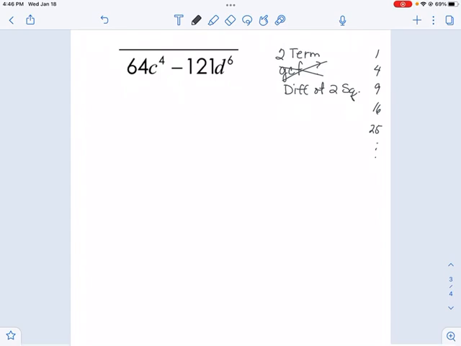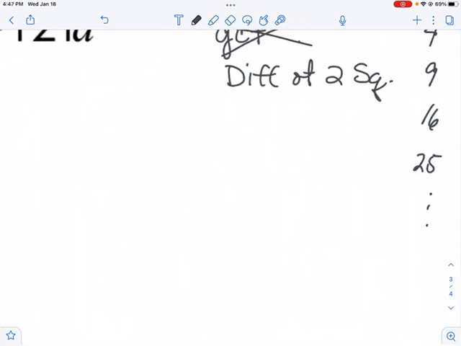So let's look at what the rule is for the difference of two squares. I'm going to zoom in here. If I can write a two-term expression as a squared minus b squared, then that will factor as a plus b times the quantity a minus b. That's what I'm looking for, and that will be called the difference of two squares.